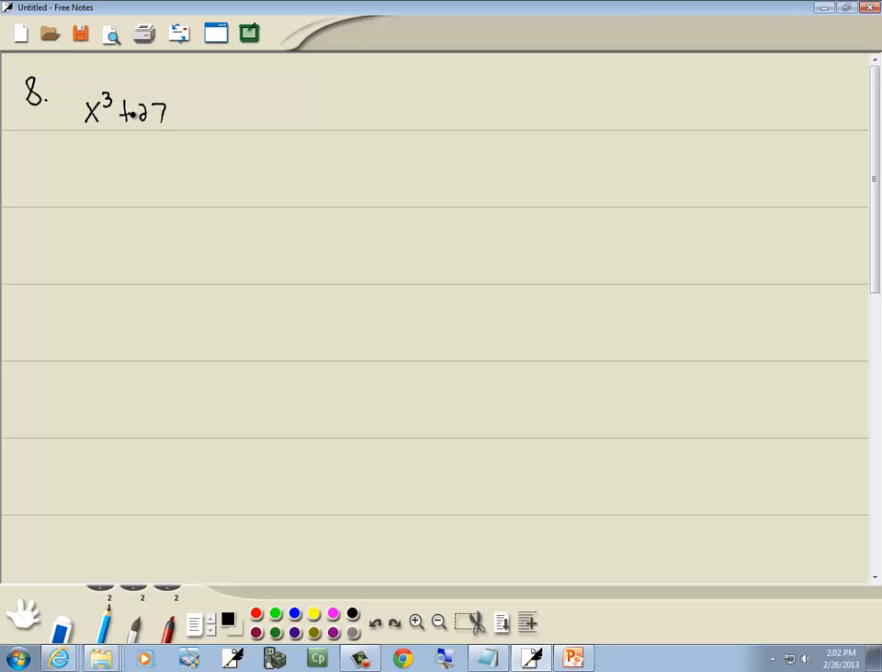I go to my number 6, the difference of 2 cubes. 2 terms with a minus between them. Well, that doesn't fit. There's a plus between it. I go to my last one, which is the sum of 2 cubes. And the sum of 2 cubes says 2 terms with a plus between them, which this fits. So we're going to try to write it as something to the third power plus something to the third power.